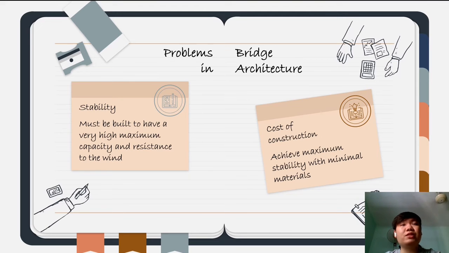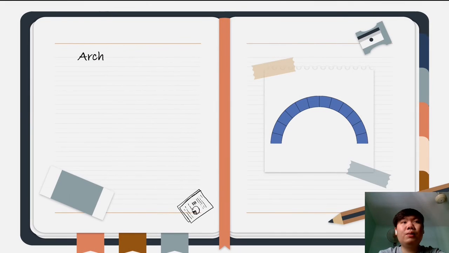In order to solve these problems, we can apply parabola in bridge architecture, for example in the Parabolic Arch bridge and the suspension bridge. Before going into the arch bridge, let me introduce to you a little bit about the arch.